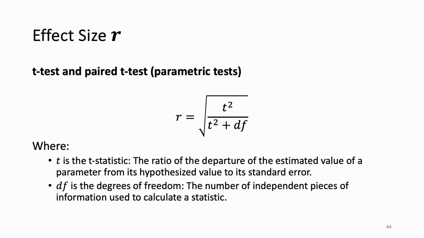This is a theoretical part, and if you would like to understand more, you can check and read about it. The df is the degrees of freedom, which represents the number of independent pieces of information used to calculate a statistic. And we will see how to calculate this effect size using the R statistical tool.